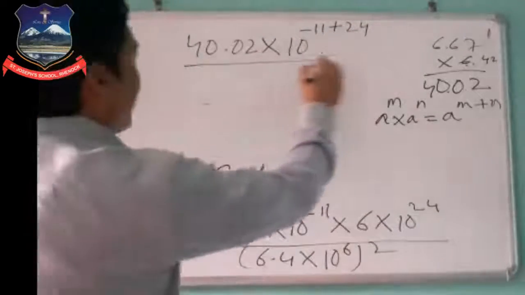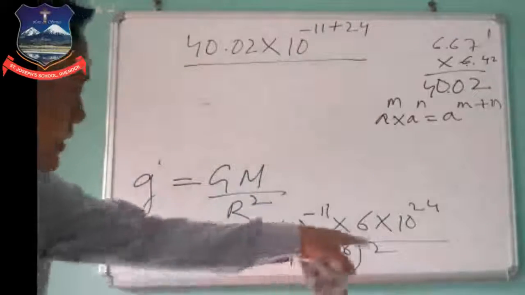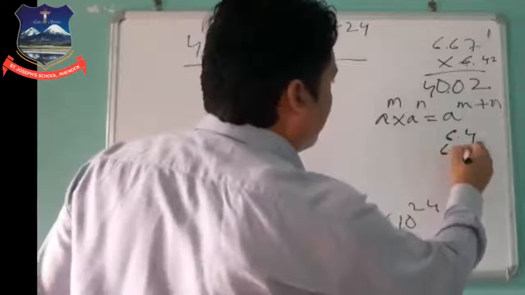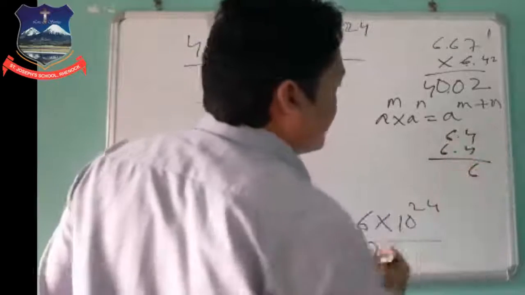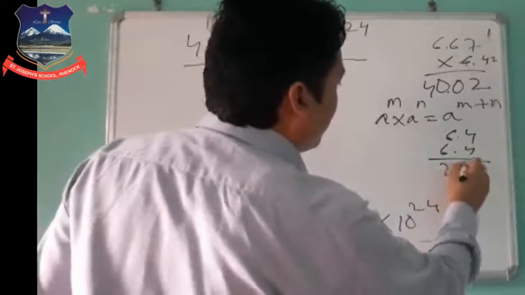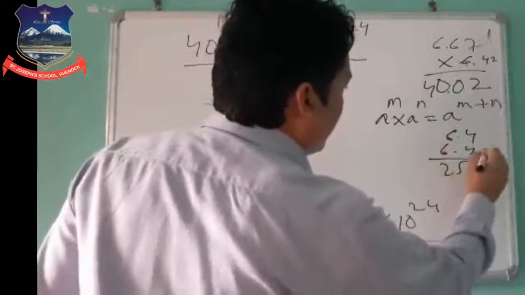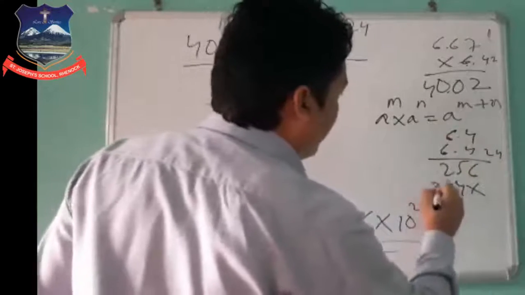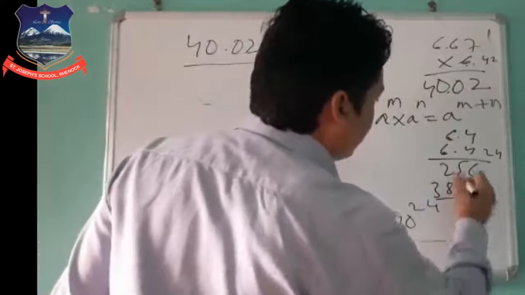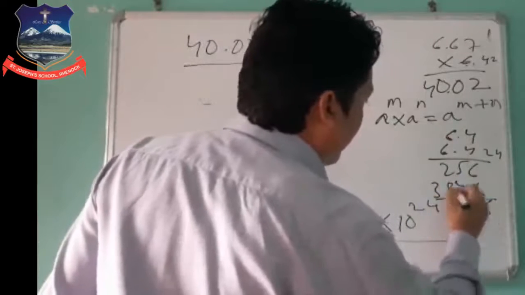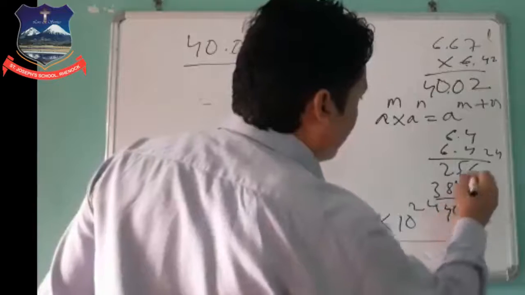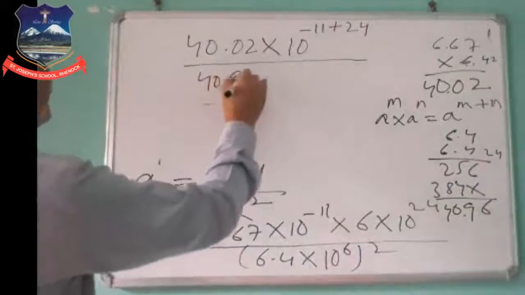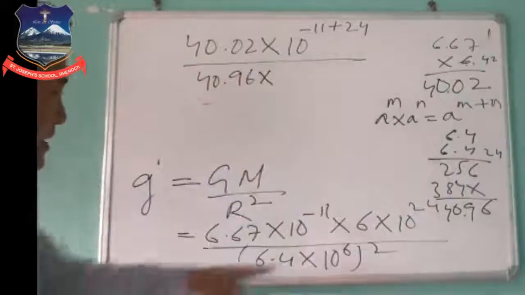Divided by 6.4 whole square, which means 6.4 into 6.4. 4 4s are 16. 4 6s are 24, 25. 6 4s are 24, 6 sixes are 36, 37, 38. Then 6 5 plus 4 is 9, 8 9 10, 4. That means one decimal place. That is 40.96 into 10 to the power 6.